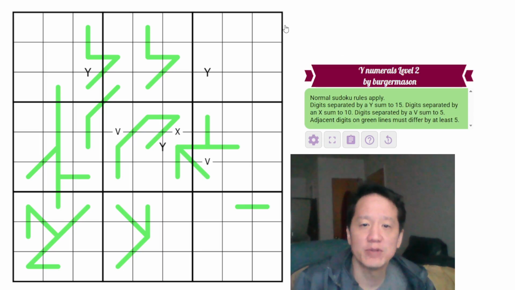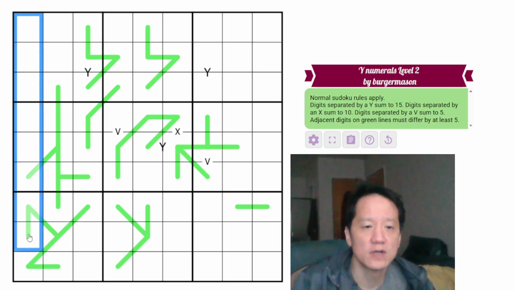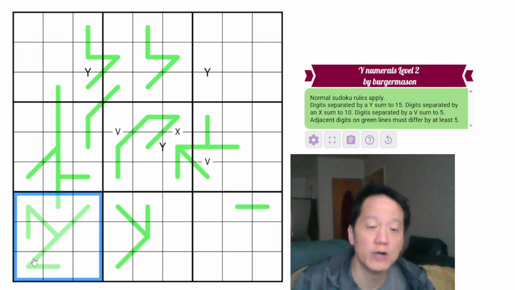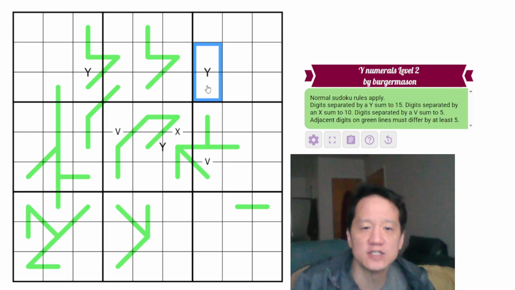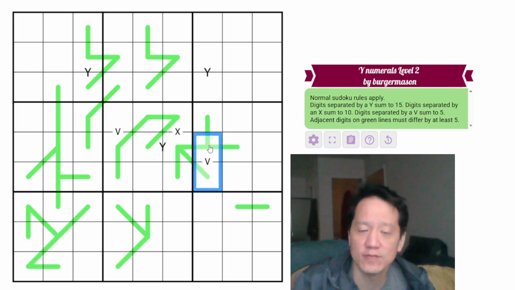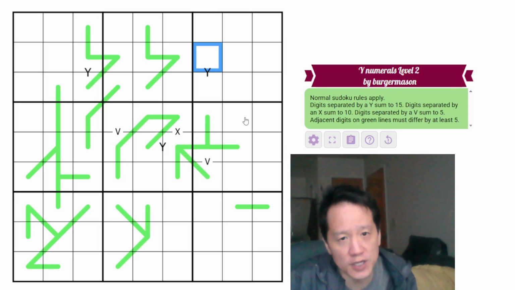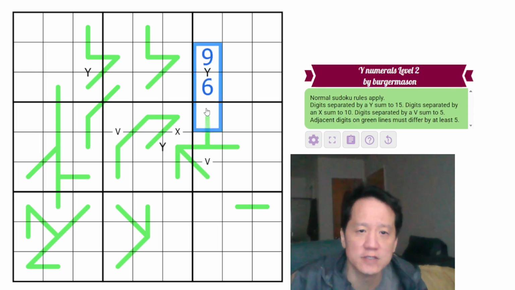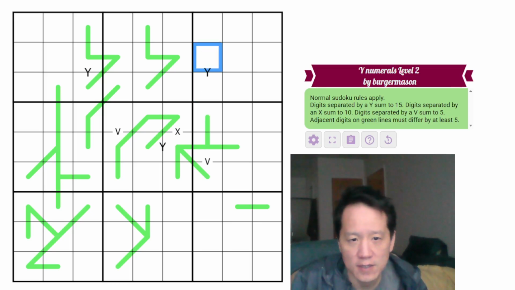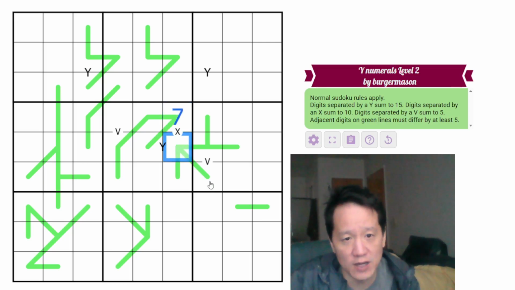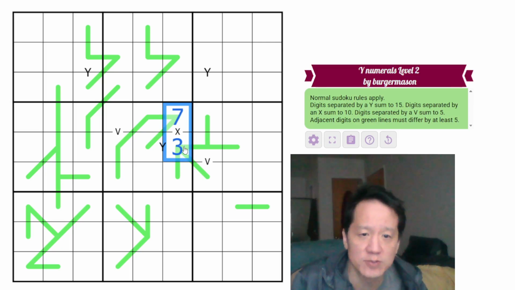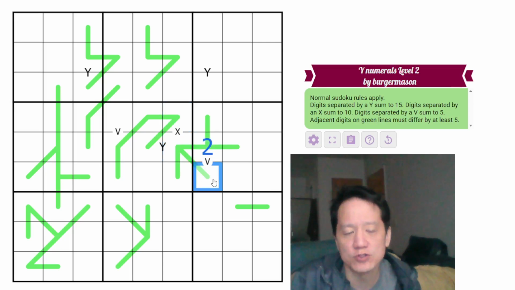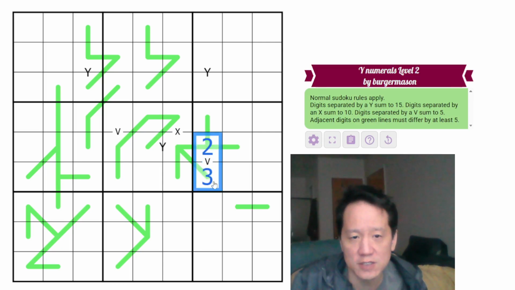Normal Sudoku rules apply, which means fill every row, column, and box with the digits 1 through 9 without repeats. Digits separated by a Y sum to 15. Digits separated by an X sum to 10. And digits separated by a V sum to 5. So for example, if this were, say, a 9, this would have to be 6 because these two digits have to add up to 15. If this digit was, say, a 7, this would have to be a 3 because these two digits have to add up to 10. And as an example, if this were 2, this would have to be a 3 because those two digits add up to 5.